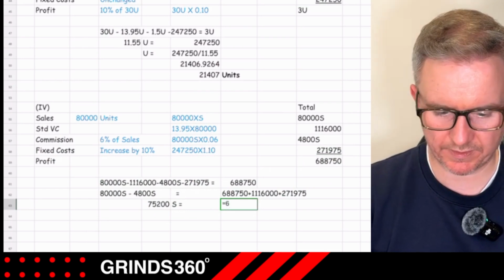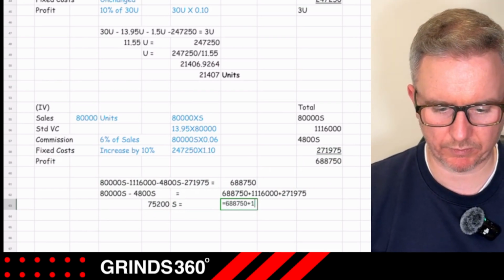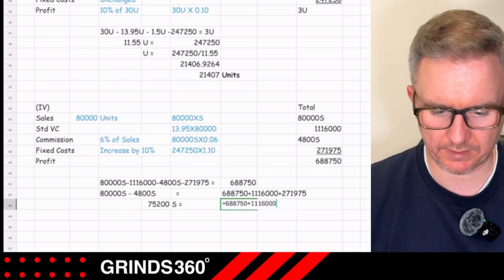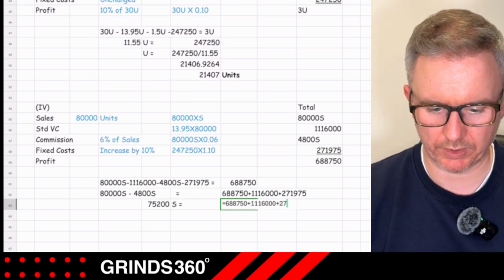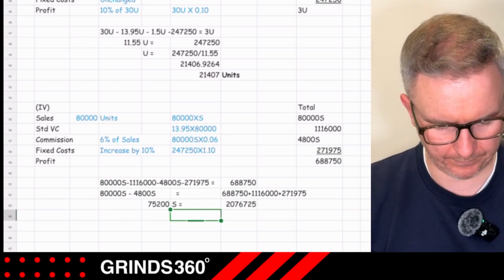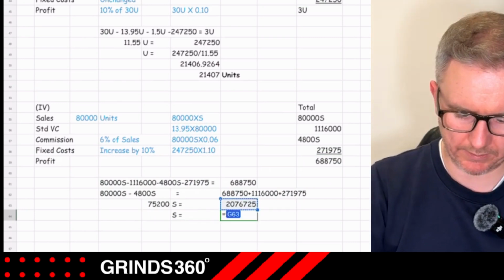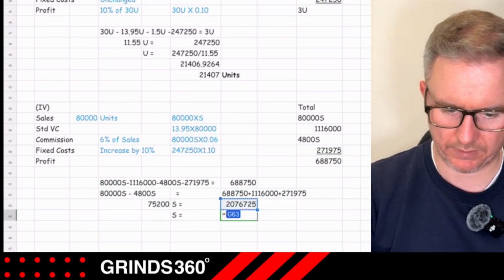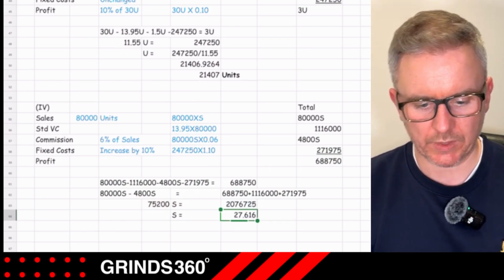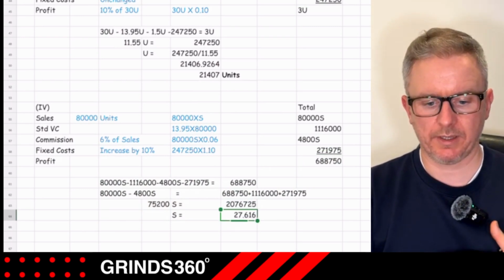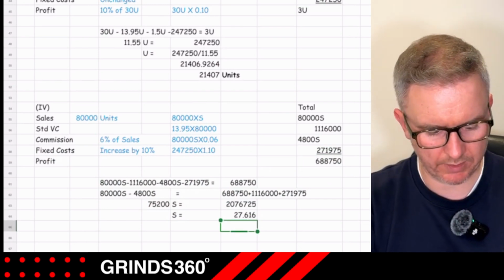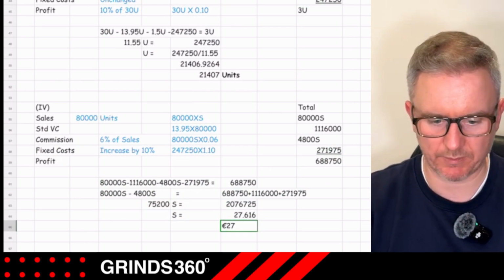Taking my figures here, 688,750 plus 111. And don't worry, I'll double check these figures for you in a second, just because I know I'm moving through it pretty quickly. So 207. And then we take our figure and we divide across by 752. So €27 and 61.6 cents. So because it's money, we can round to 2 decimal places.